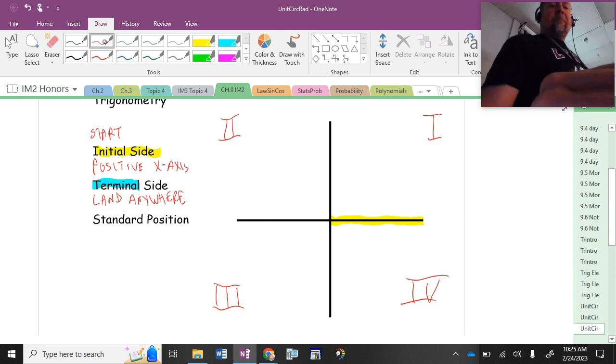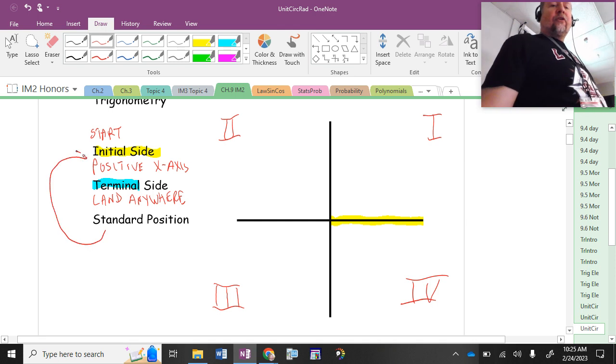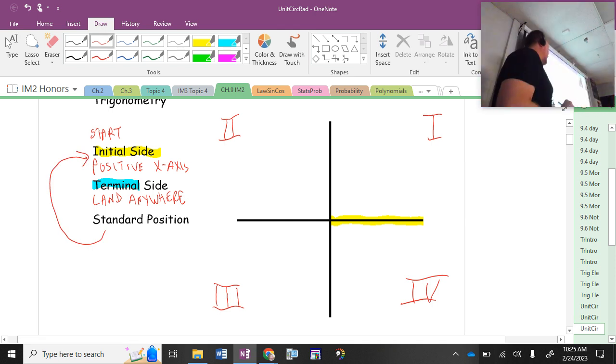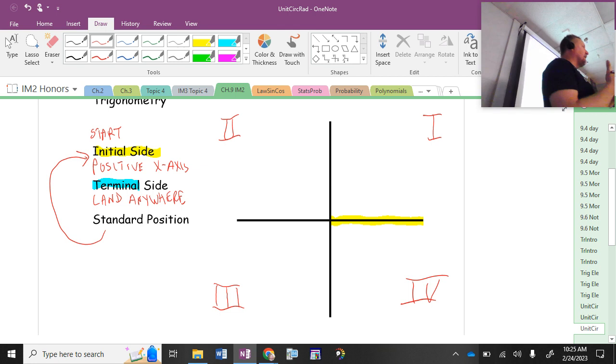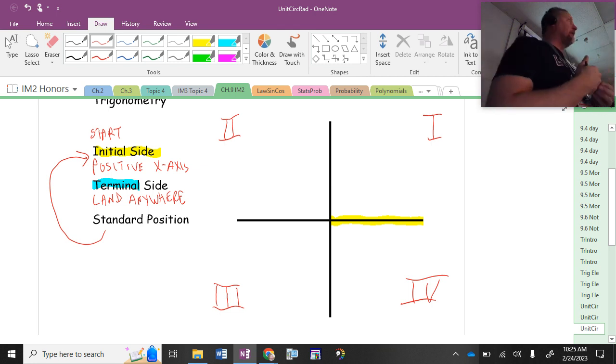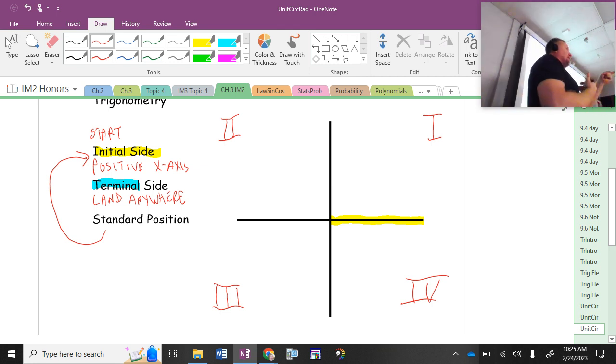Okay, so what's standard position? This is when your initial side is the positive x-axis and your second side lands anywhere. I don't know what else to really say about it. We don't really need to formally define it. So an angle in standard position, I have to start at the positive x-axis, and then whichever direction I go.